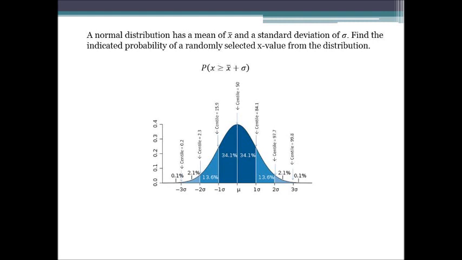So you can see it's 13.6 plus 2.1 plus 0.1 to give you 15.8% chance that you're going to get something greater than one standard deviation from the mean.